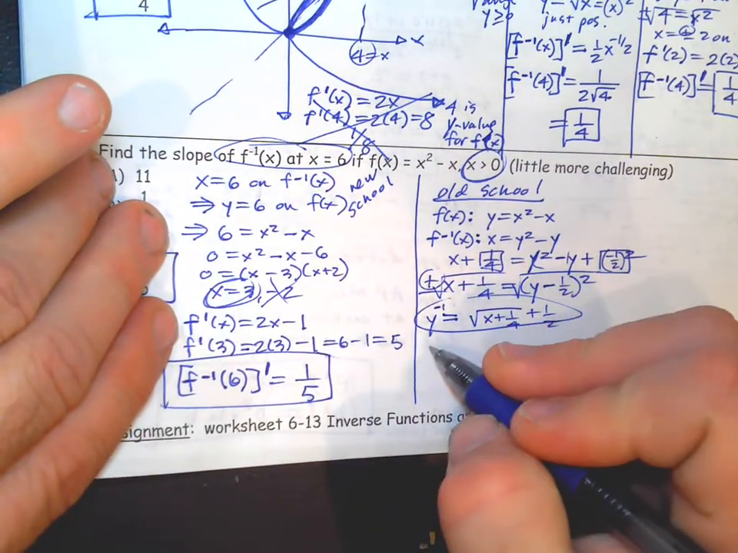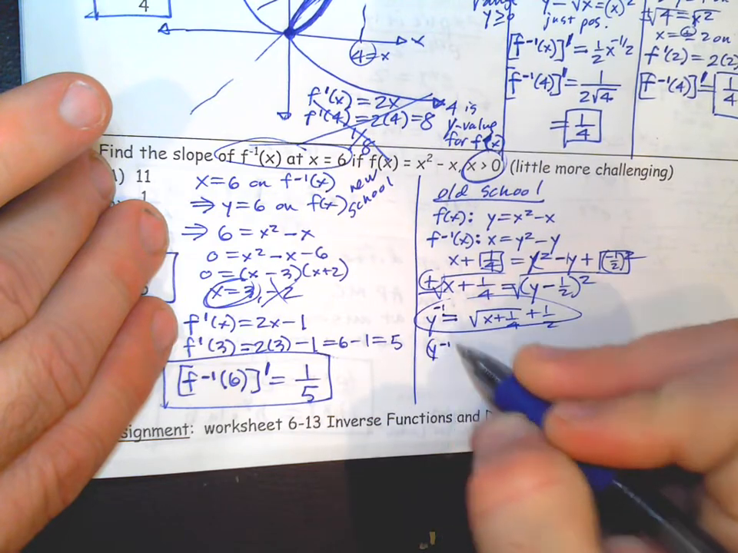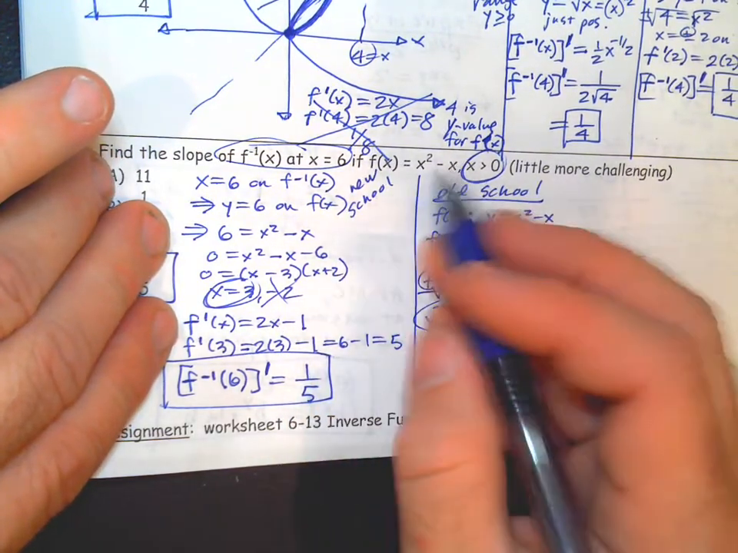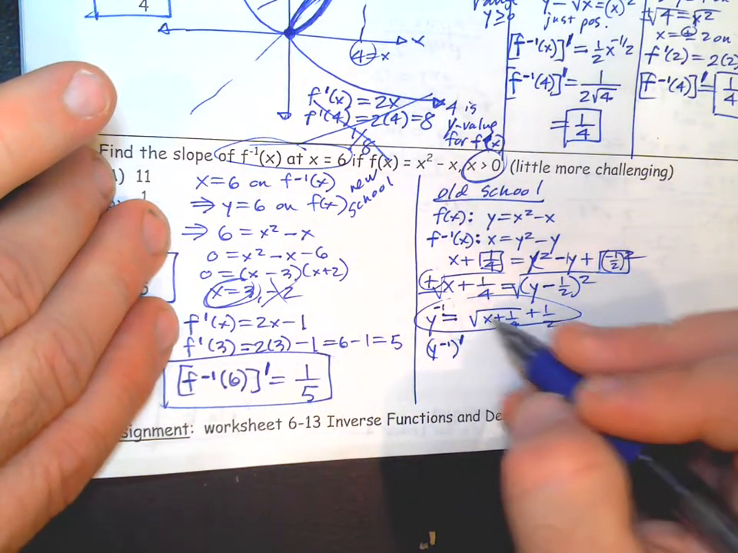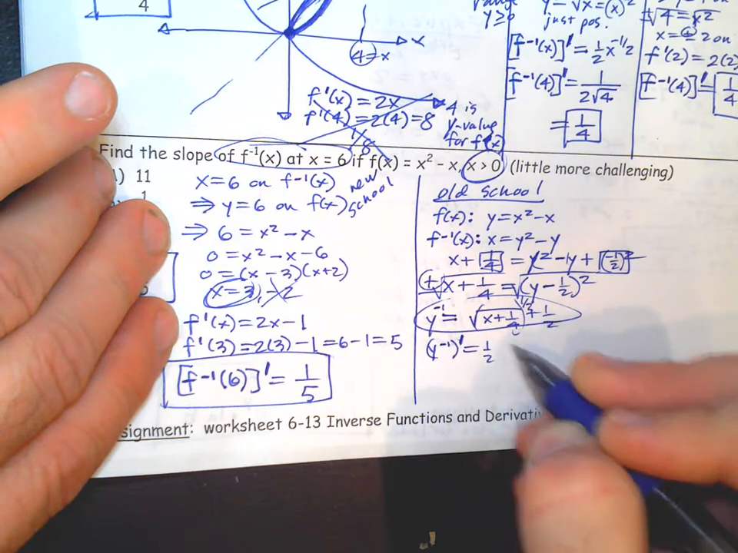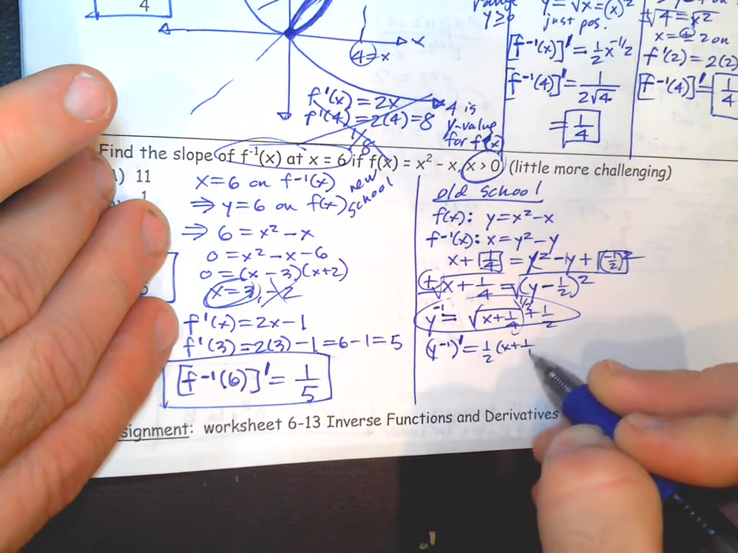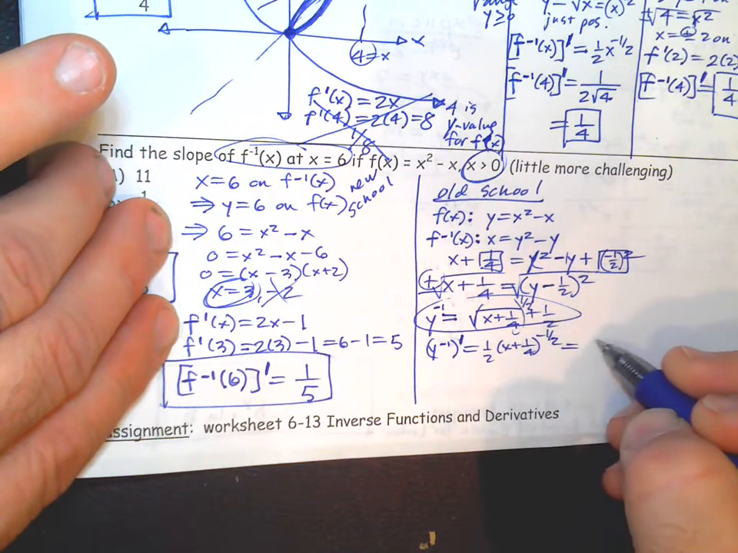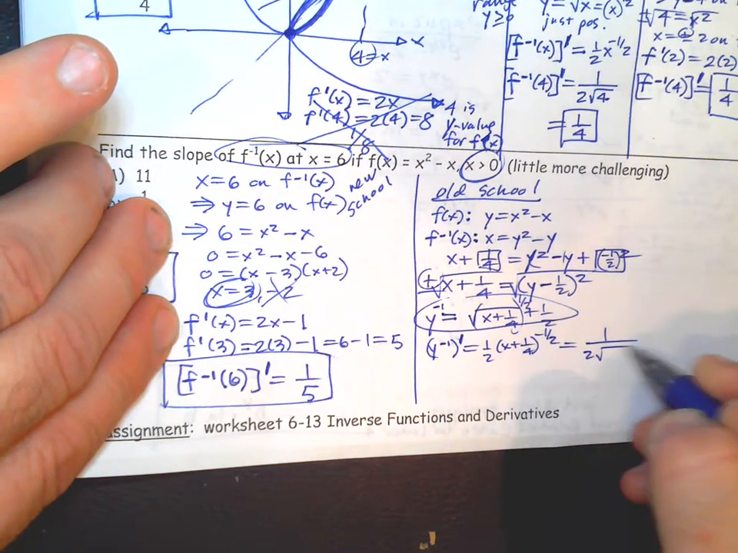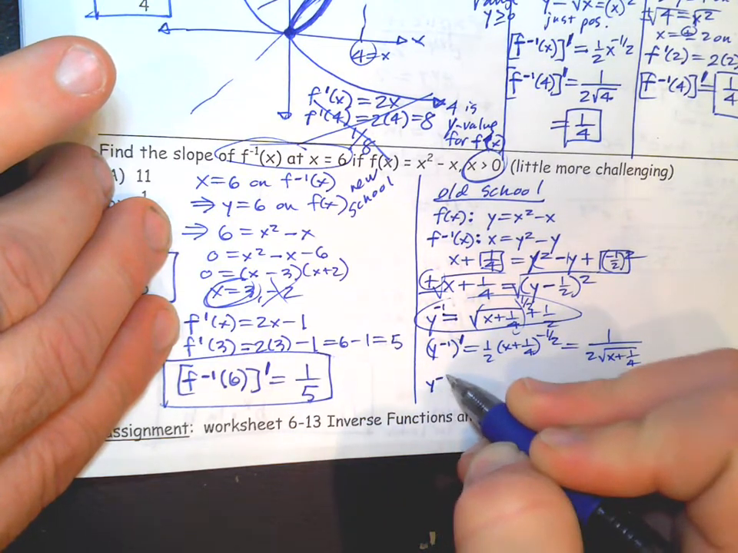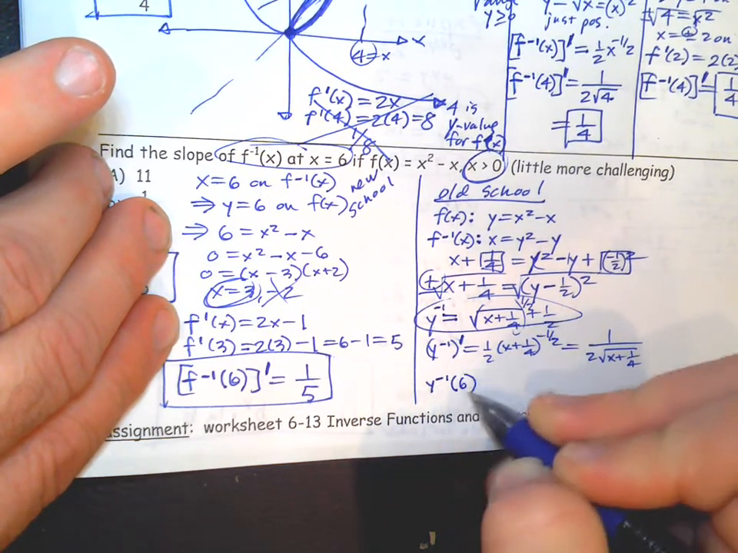Now we've got to take the derivative of this guy, which is much messier than just taking the derivative of the original function. The original was super easy, powerful. This one's going to be rational exponents, 1/2, x plus 1/4 to the negative 1/2. Probably want to rewrite it: 1/2 square root of x plus 1/4. And now you can plug x equals 6 into it.